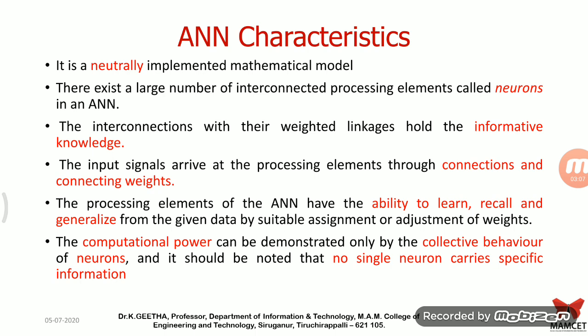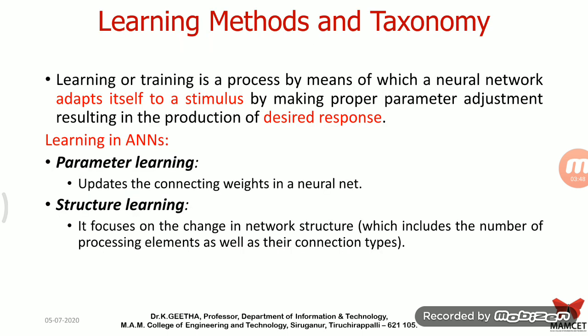The artificial neural network characteristics are: it is a neurally implemented mathematical model. There exists a large number of interconnected processing elements called neurons in an artificial neural network. The interconnections with weighted links hold the informative knowledge. The input signals arrive at the processing elements through connections and connection weights. The processing elements of the artificial neuron have the ability to learn, recall, and generalize from the given data by suitable assignment or adjustment of weights. The computational power can be demonstrated only by the collective behavior of neurons, and it should be noted that no single neuron carries specific information.